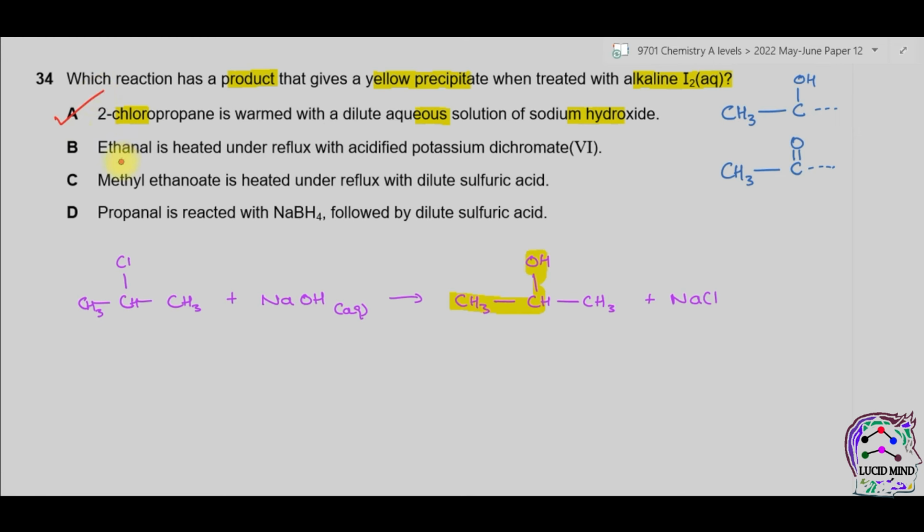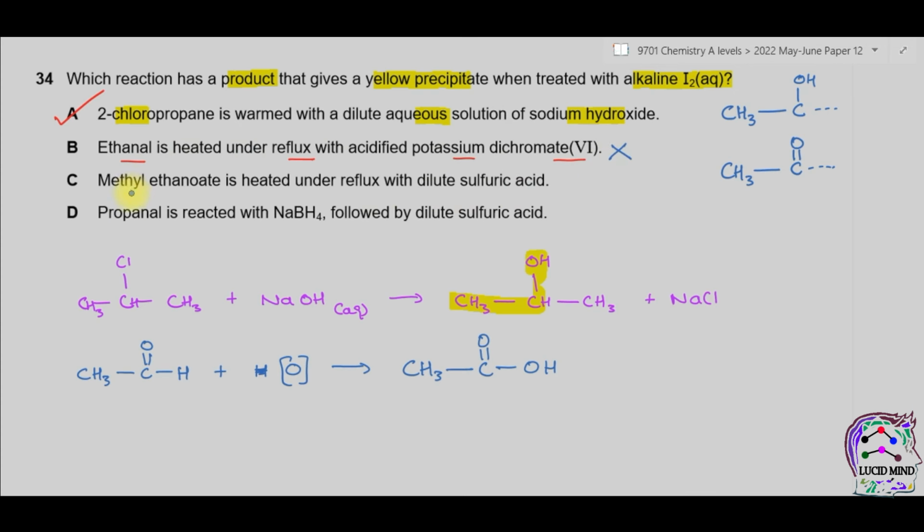Part B, it says ethanal, a 2-carbon aldehyde, is heated under reflux with acidified potassium dichromate(VI). So this is oxidation and it is under reflux, so it will go to carboxylic acid. Ethanal is a 2-carbon aldehyde, CH3, C double bond O, H. This is oxidized in the presence of an oxidizing agent. So the product formed is a carboxylic acid. We have a 2-carbon aldehyde, so it will form a 2-carbon carboxylic acid. Now this is neither a secondary alcohol nor an aldehyde or ketone, so it will not give the product.